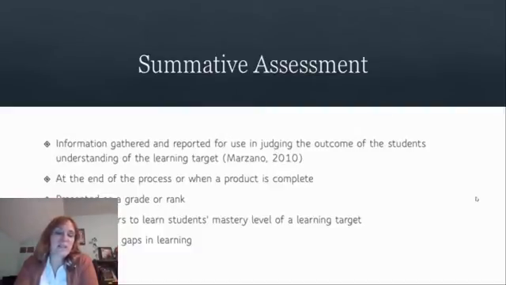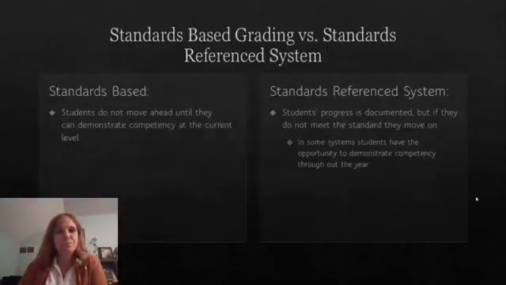Let's say there's a project that's done. It's typically presented as a grade or a rank. It allows teachers to learn students' mastery level of a learning target. Are they at an A, B, C, D level? Are they advanced, basic, or proficient? It also helps us understand or demonstrate gaps in learning. So when we're thinking about the different types of standards-based grading, we can really get into the idea of how we fill or fix those gaps if they're low.